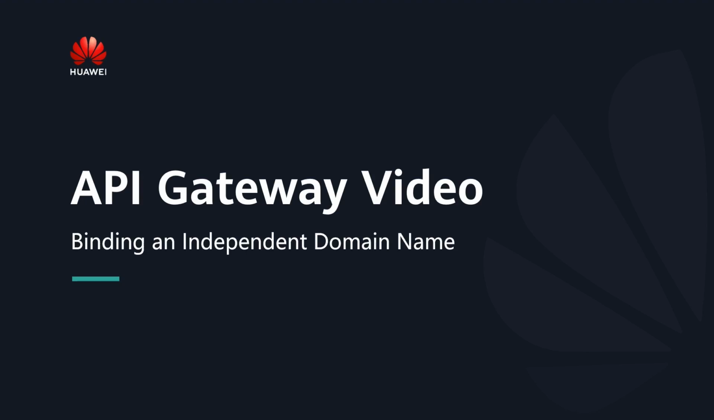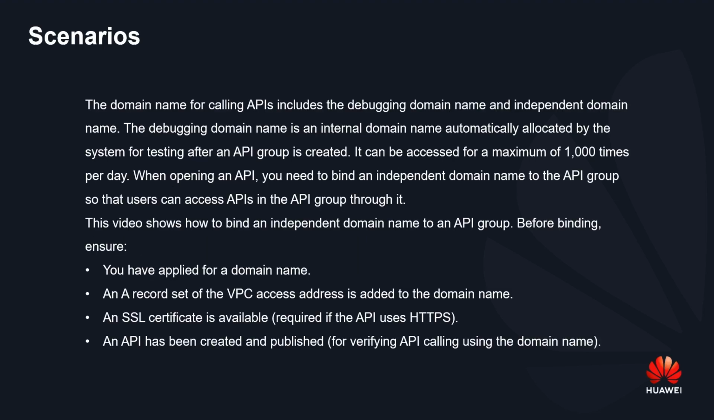Binding an independent domain name. The domain name for calling APIs includes the debugging domain name and independent domain name. The debugging domain name is an internal domain name automatically allocated by the system for testing after an API group is created. It can be accessed for a maximum of 1,000 times per day.